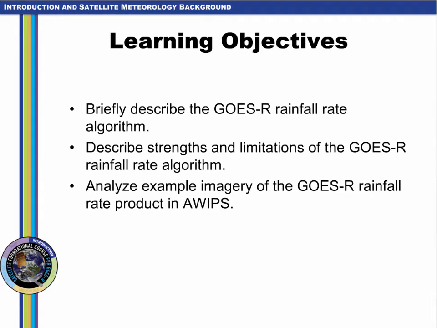For our learning objectives, we're going to briefly describe the GOES-R Rainfall Rate algorithm. We're going to describe strengths and limitations of the GOES-R Rainfall Rate algorithm, and we'll analyze example imagery of the GOES-R Rainfall Rate product in AWIPS.